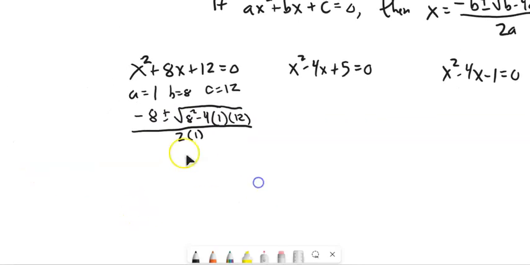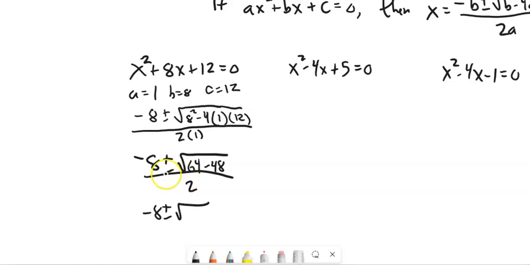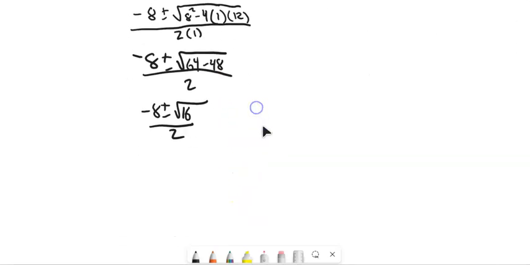So I've got negative 8 plus or minus a square root. 8 squared is 64 minus 4 times 1 times 12. 4 times 1 times 12 is 48, so minus 48. And that whole thing is over 2 times 1, 2. All right, let me keep going from here. Negative 8 plus or minus the square root. 64 minus 48 is 16. That's still over 2. Square root of 16 is 4. So negative 8 plus or minus 4 over 2.